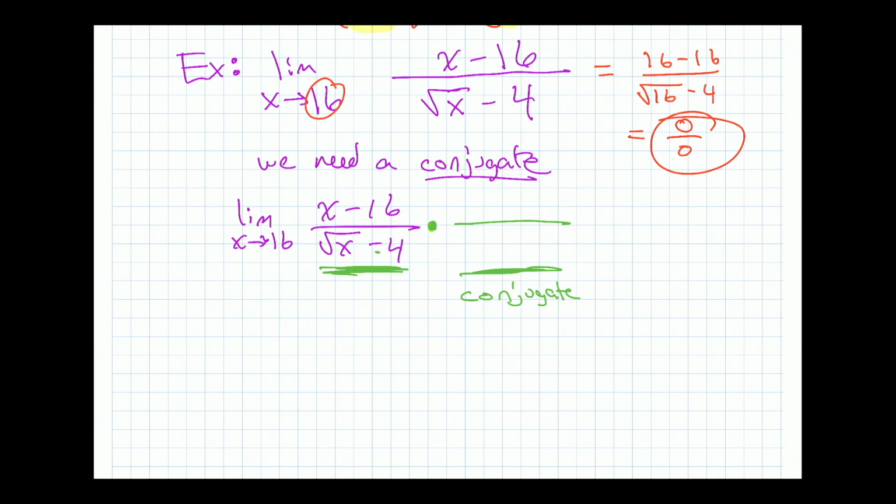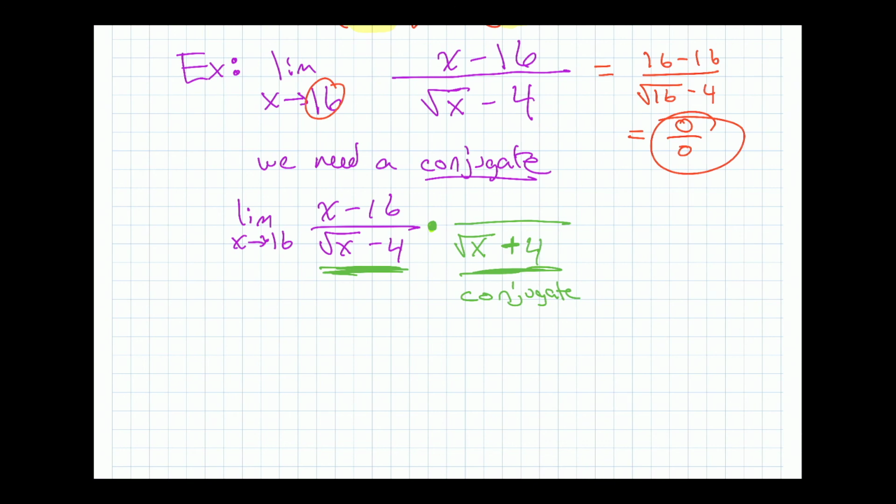So this minus just needs to be a plus. So you write square root x plus 4. That's your conjugate. Okay? Now, the thing is, you can't just multiply by square root of x plus 4 in the denominator, because that's changing your limit. You're not trying to change your limit. You're trying to magically algebra away the 0 over 0. That's what we're trying to do.